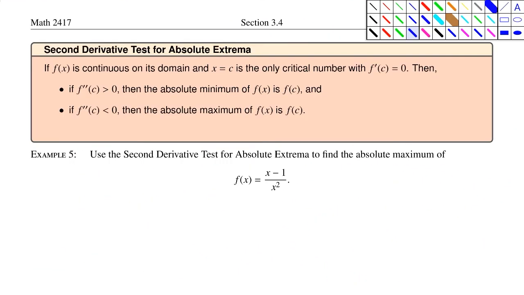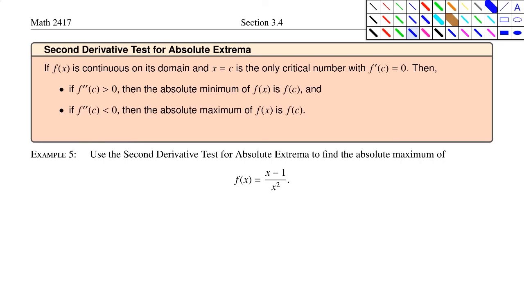The second derivative test for absolute extrema is a little more powerful than the previous second derivative test that we already knew. Let's take a look at it. If f of x is continuous on its domain and x equals c is the only critical number with f prime of c equal to 0, then the following two conditions can apply. If the second derivative is positive, greater than 0, then the absolute minimum of the function f is f of c. And if the second derivative is negative at x equals c, then the absolute maximum of f of x is f of c.